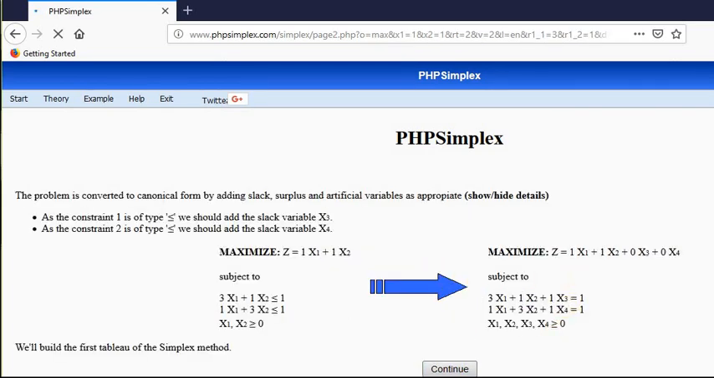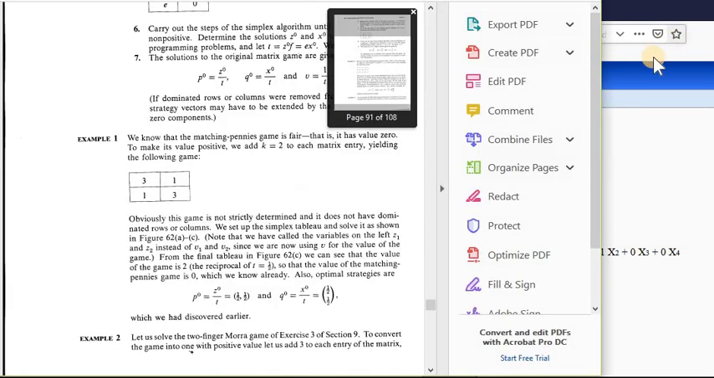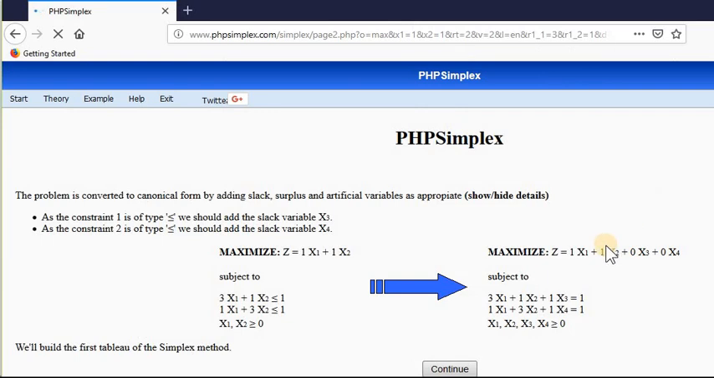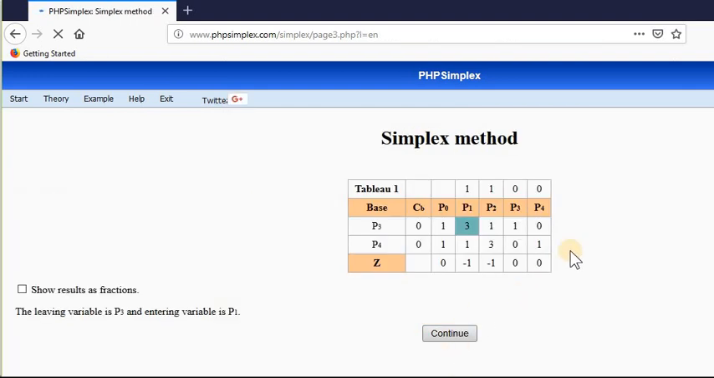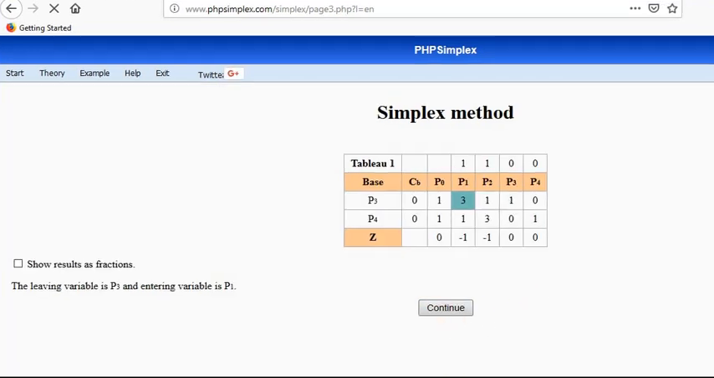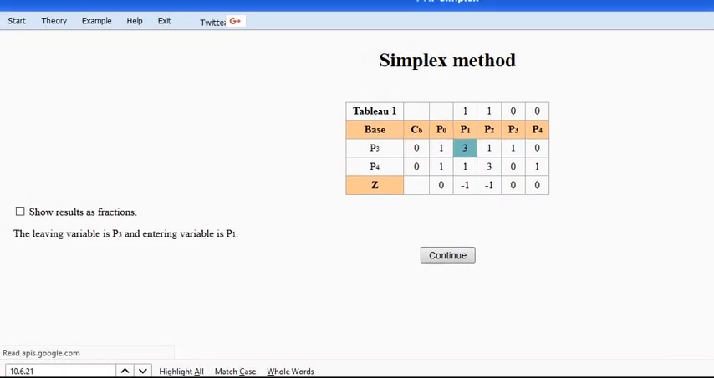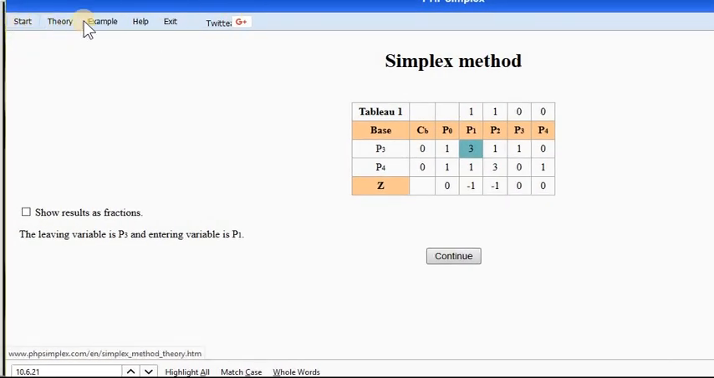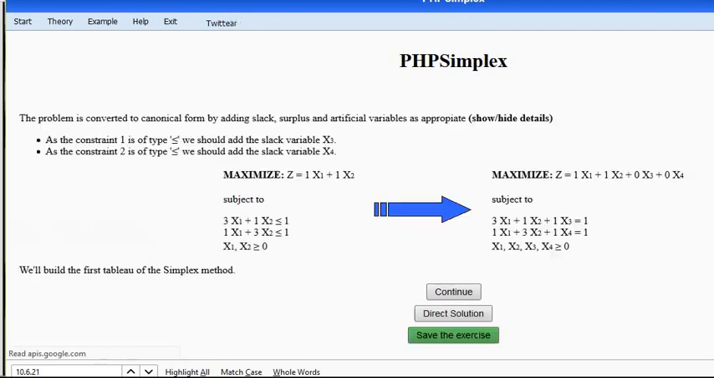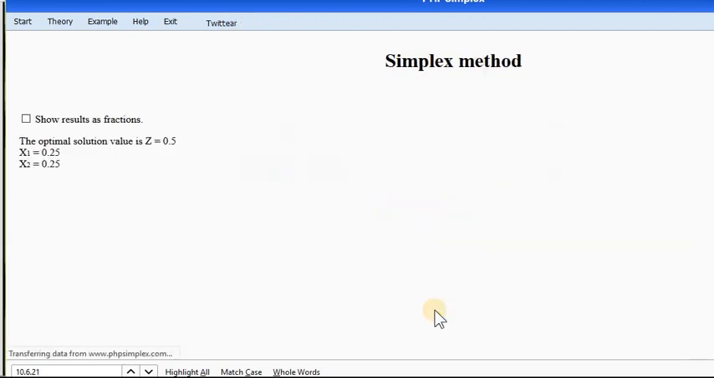And then here let's see. Let me go down here. All right, so you can check that you have the correct form of the equation. We'll continue here. And this is the simplex method. I don't want to show the whole simplex method. I just want to show the result. So let me go back. Should just be go to direct solution.